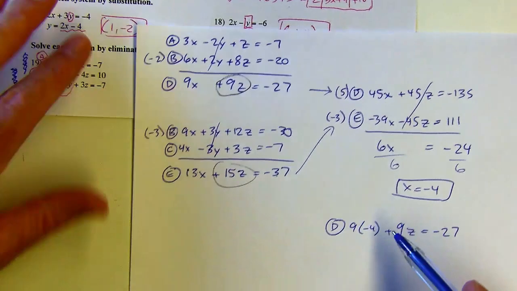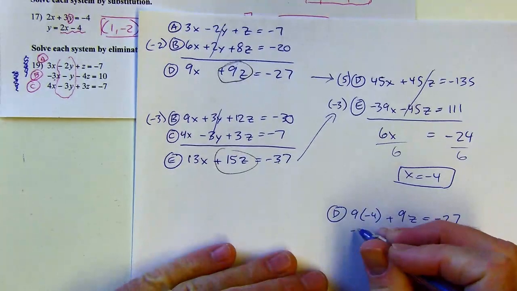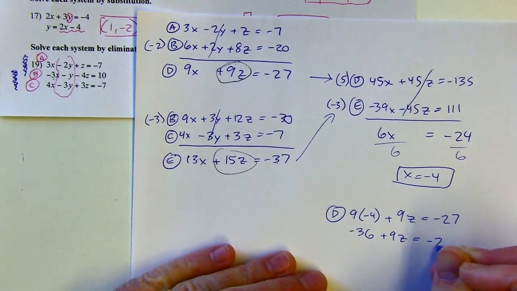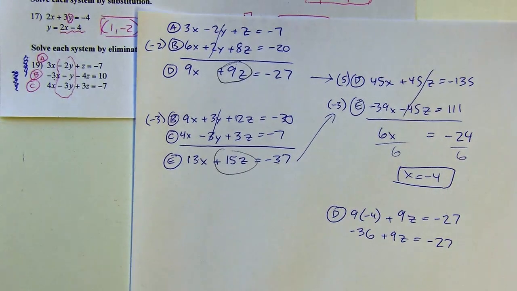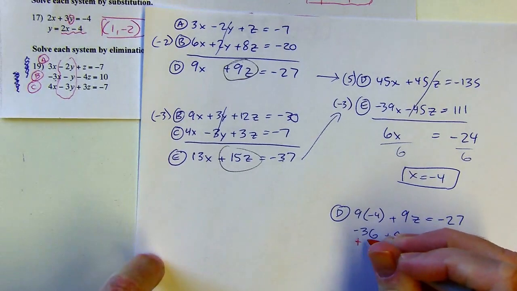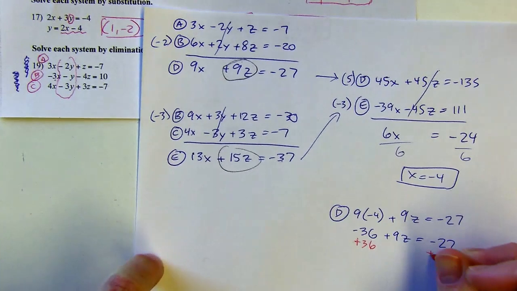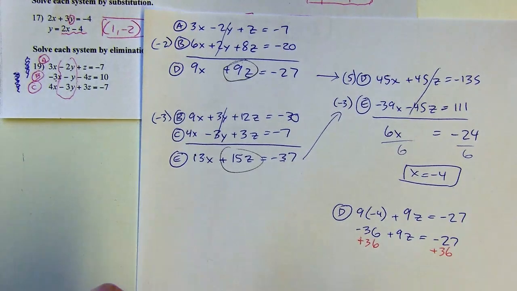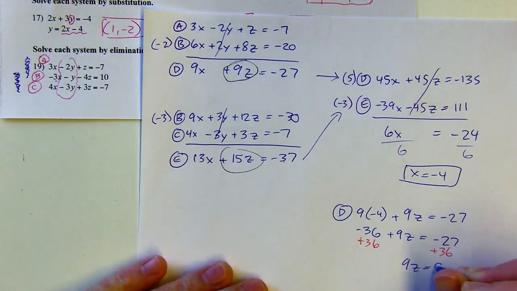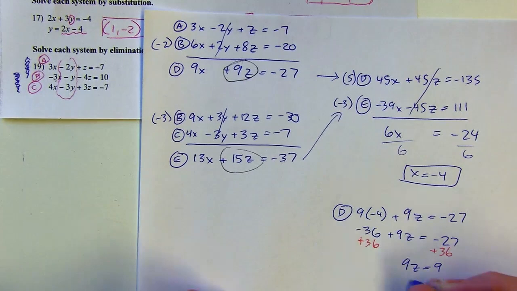And now I can solve for z as well. So let's see, negative 36 plus 9z equals negative 27. Okay, I'll add 36 to both sides. And I've got 9z is going to equal 9, which means z would equal 1.